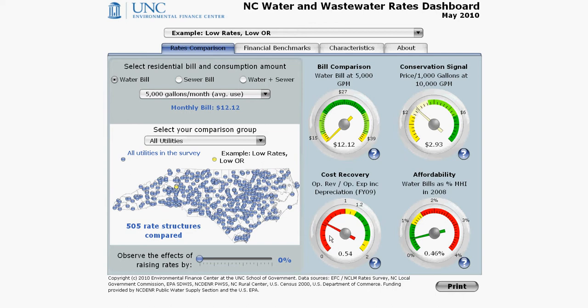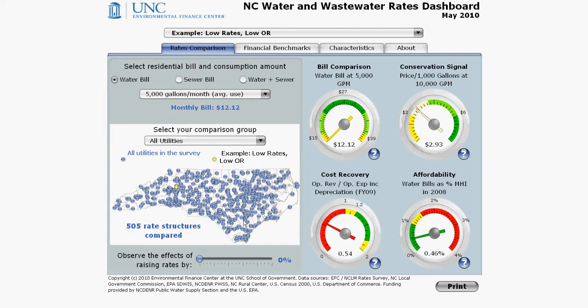This utility, by charging so low, could only recover half of its operating expenses through its rates. That means they are either subsidizing through the general fund, taxes, or they are in danger of not having enough revenue available to pay for daily operations and maintenance and future capital costs. Can they raise rates? Will it affect affordability? Their rates are at 0.46% MHI. They could probably raise rates and not run into a significant affordability issue.